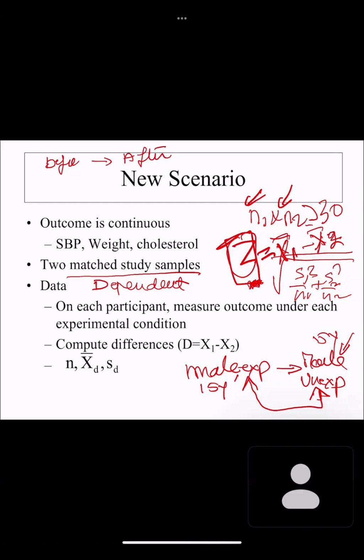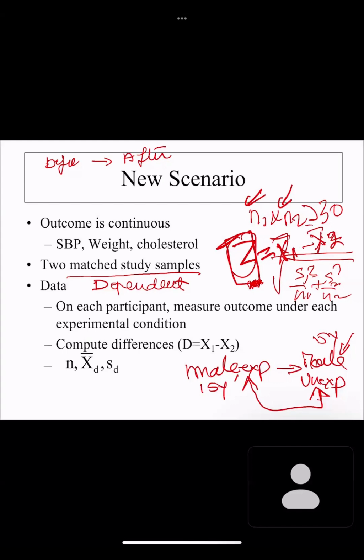So this is another example of the new scenario. Either matched, meaning when I pick a girl who's taking drug A, I can take another girl who has the same age but is not taking drug A. This is what we call a matched study sample. So on each participant, I measure the outcome under each experimental condition.